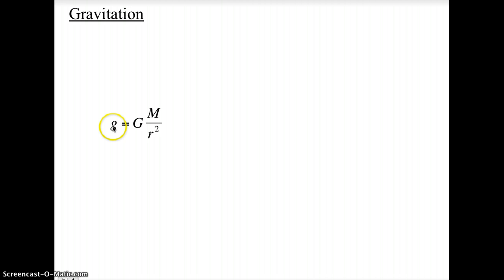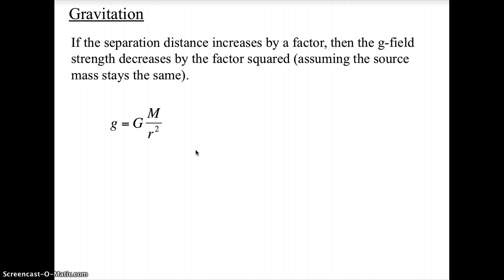And looking at this equation, we see G, the field strength, is proportional to the inverse of r squared. That means that if we change the separation distance by some factor, like if we increase the separation distance by a factor, then we'll decrease the G field strength by the factor squared. And of course, that assumes that the mass doesn't change. It must stay the same. So let's look at that scenario.